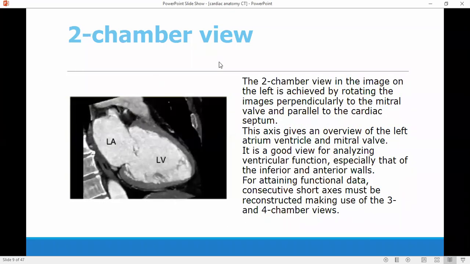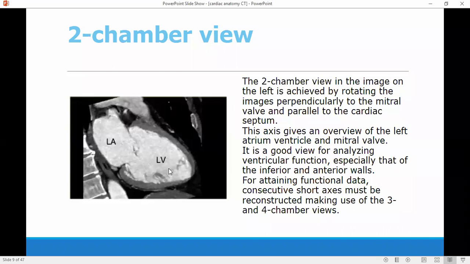Two-chamber view. The two-chamber view in the image on the left is achieved by rotating the images perpendicular to the mitral valve and parallel to the cardiac septum. This axis gives an overview of the left atrium and ventricle and the mitral valve. This is a good view to analyze ventricular function, especially that of the inferior and anterior walls. هذا inferior and this is anterior wall.